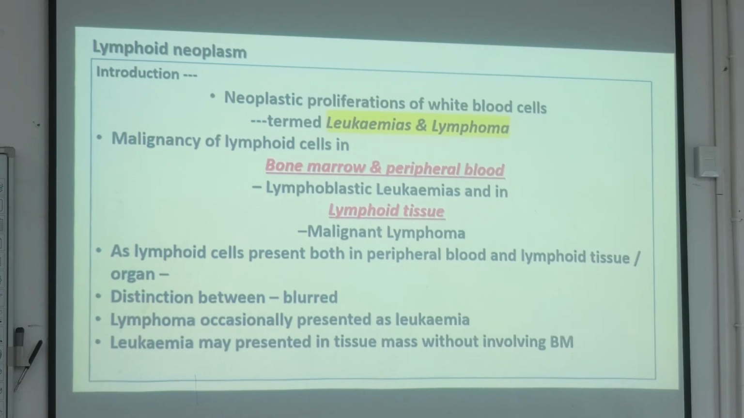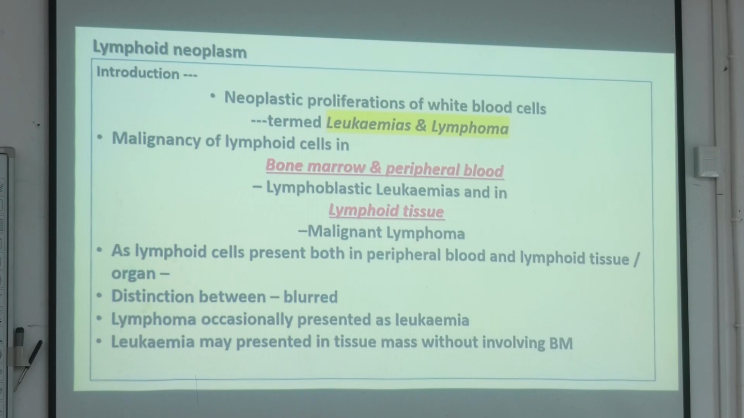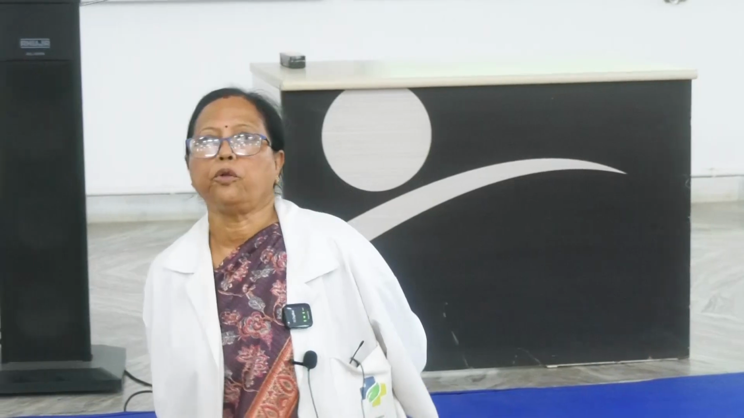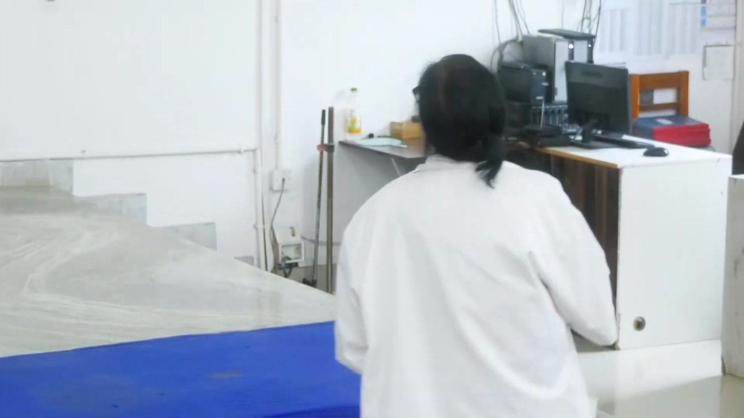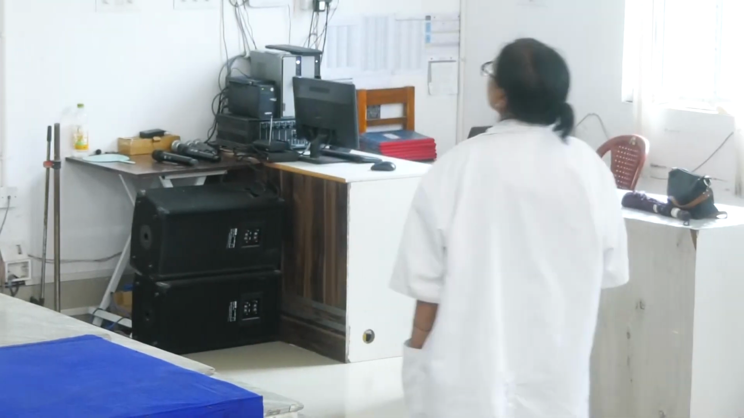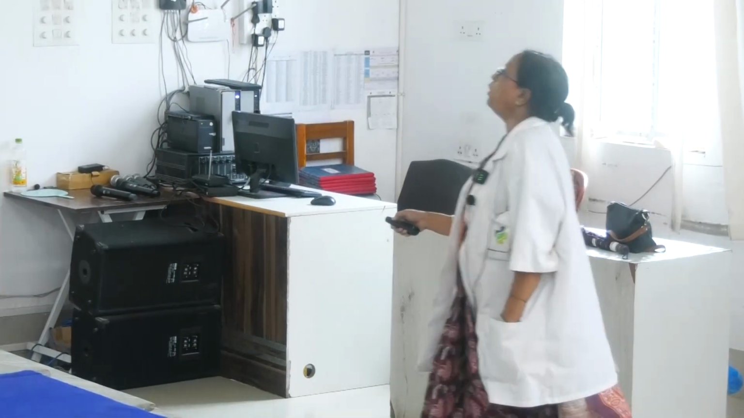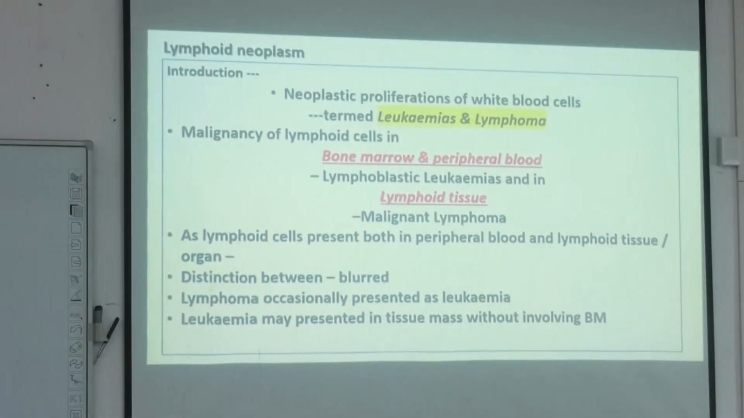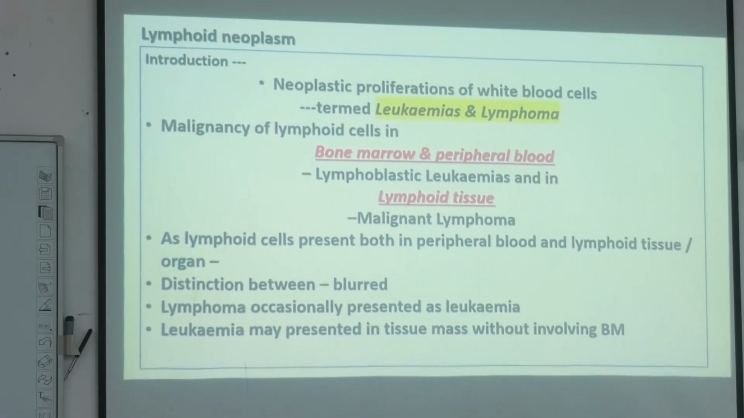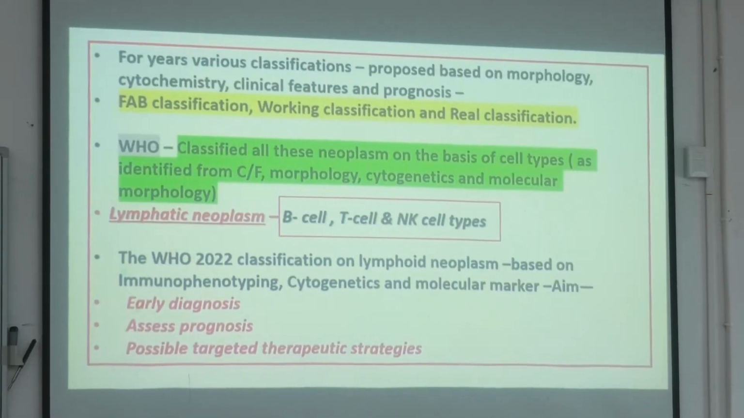So various scientists have tried different types of classification for early diagnosis, planning of treatment, and therapeutic purposes. The distinction between these two is very important. Lymphoma occasionally presents as leukemia, or leukemia may present with only bone marrow involvement. So this distinction is very important.